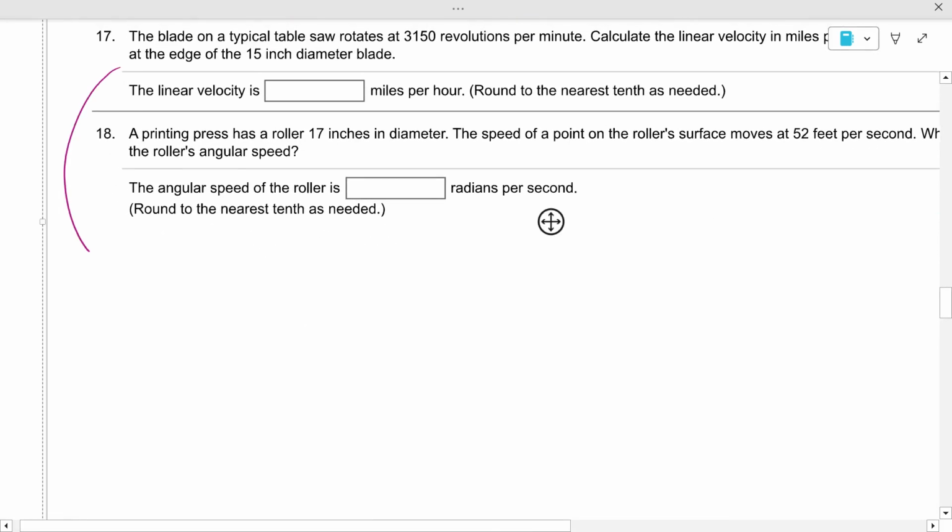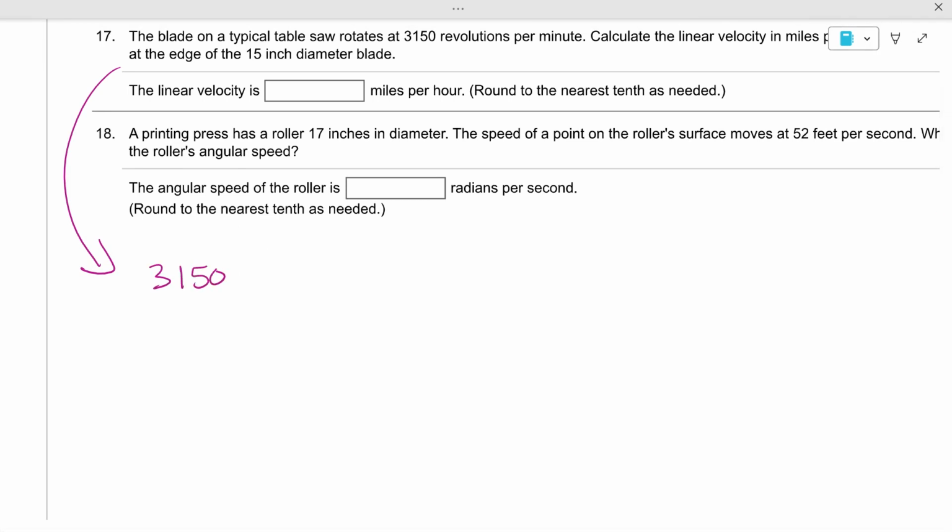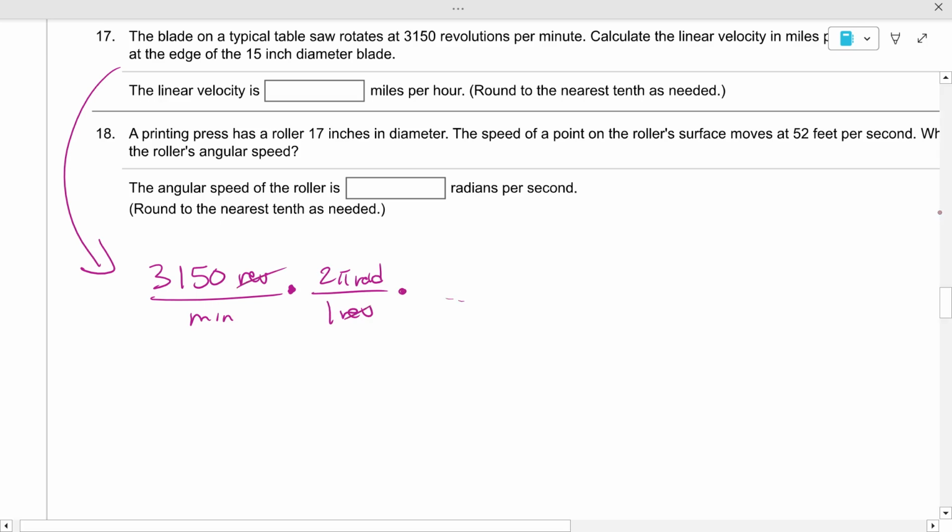Then we have the saw blade problem, which is 3150 revolutions per minute times 2 pi radians per 1 revolution. Revolutions cancel. Times, if it's a 15-inch diameter, it's a 7.5-inch radius. So radians cancel. Now we have inches per minute, and we want miles per hour.